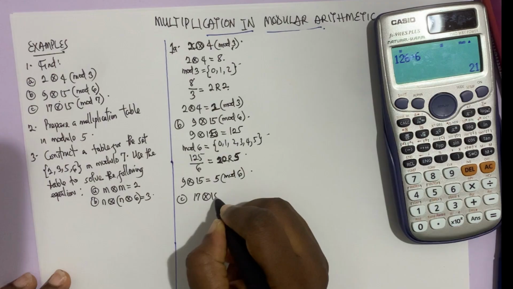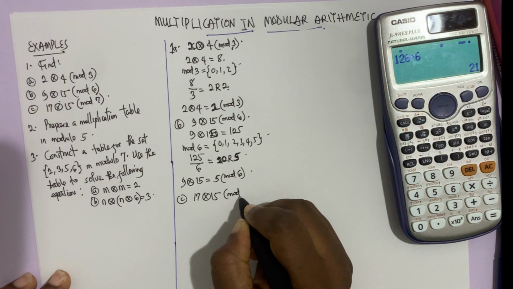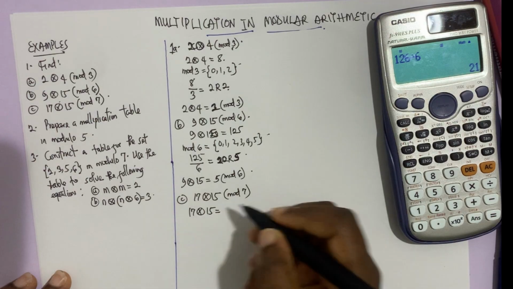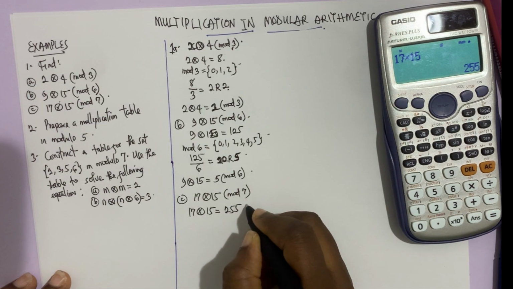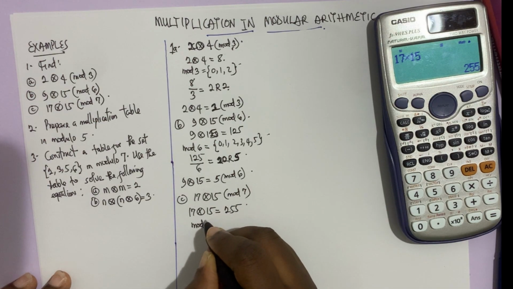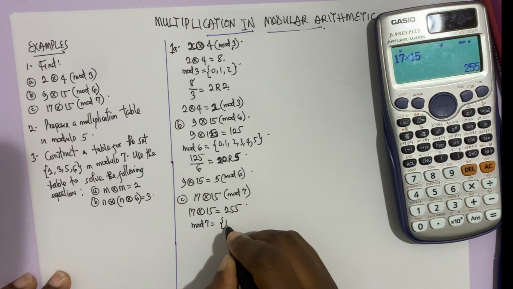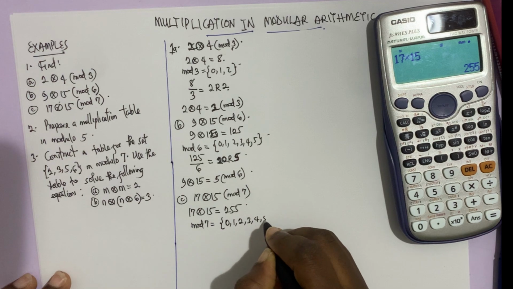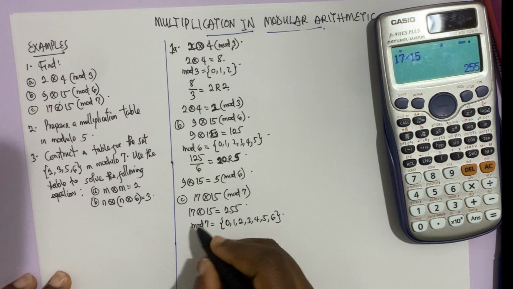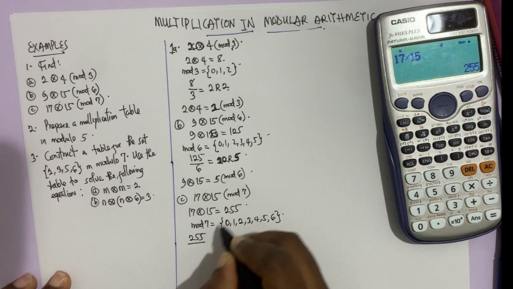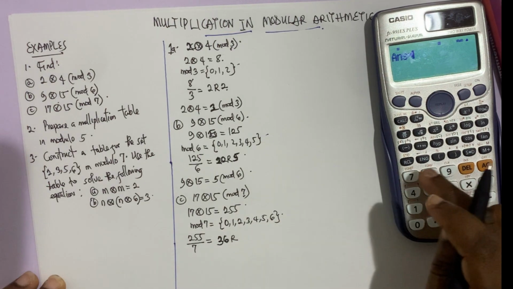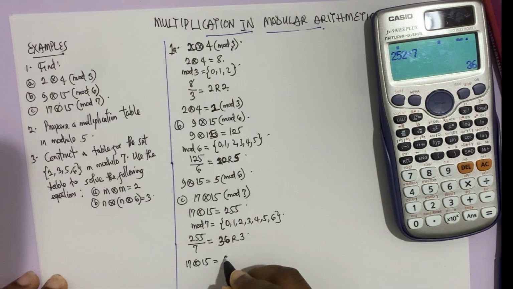17 times 15 in modulo 7. So 17 times 15 would give us 255. Well, obviously, this is not a valid mod 7 residue, because valid mod 7 residues start from 0 up until 6. So to get that, we have to divide 255 by the mod we are working with. That will give us 36 remainder 3. So that will give us 3 in modulo 7.